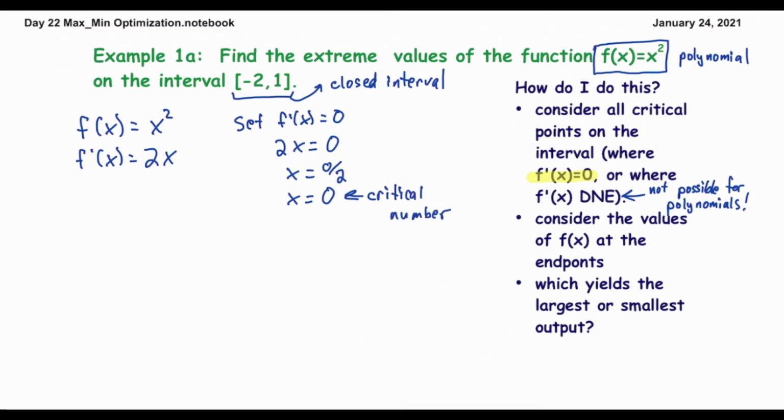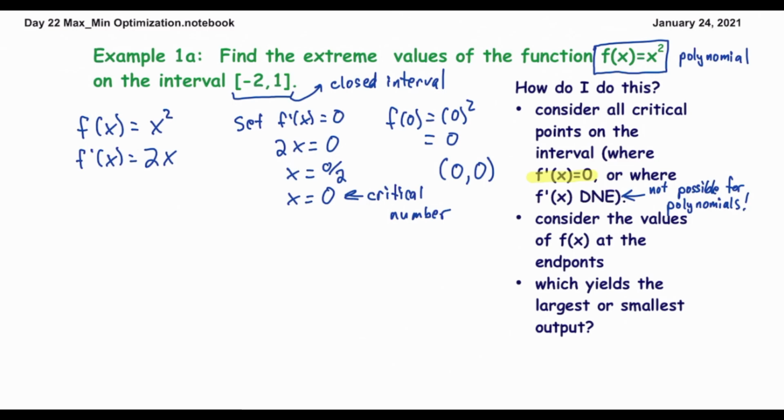And let's locate that point on our graph. I know that if x is 0, my y value is also going to be 0, so 0 squared is 0. So the critical point here is (0, 0), and that's the only extreme value I have in my function at this point.